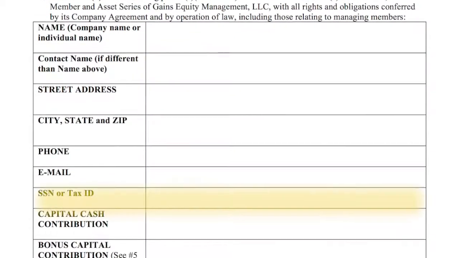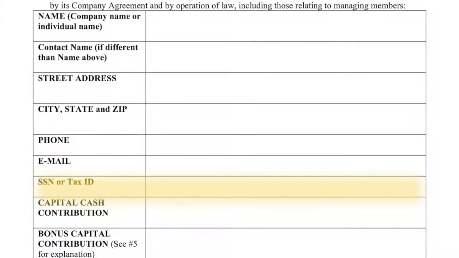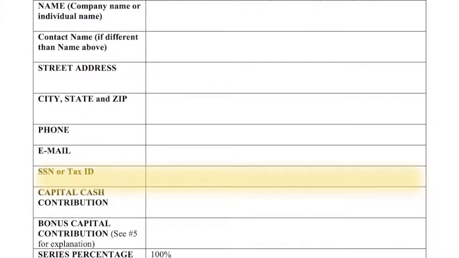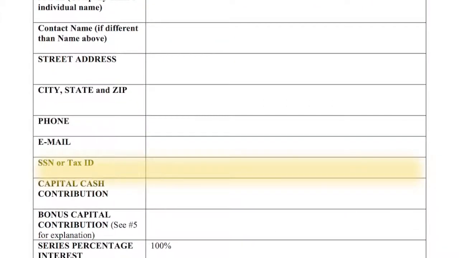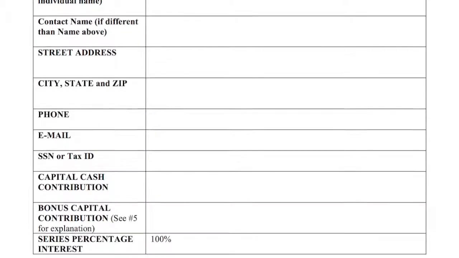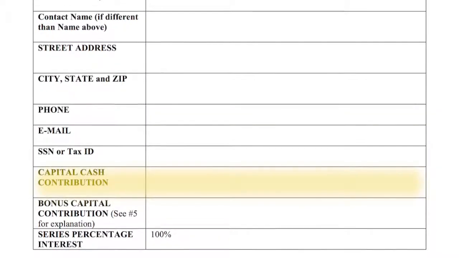Then they would enter their Social Security number unless the member is a company, in which case they would enter their tax ID of that company. They would enter in their capital contribution.